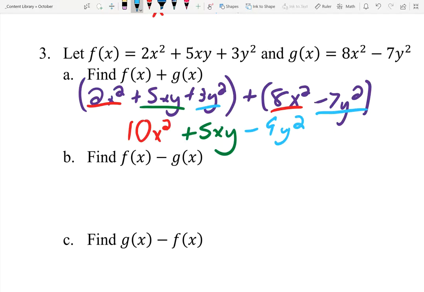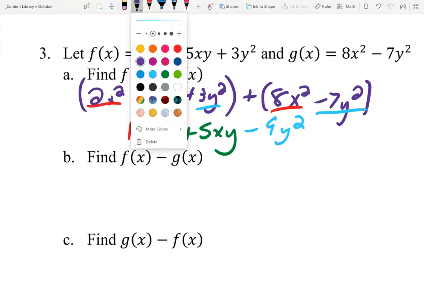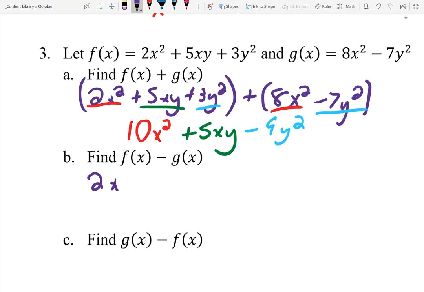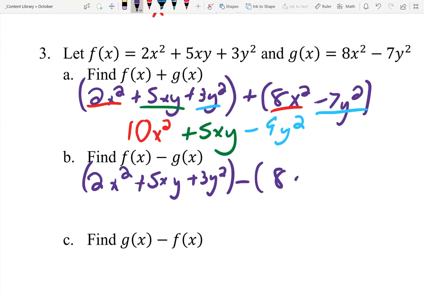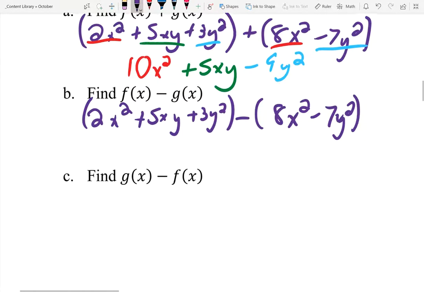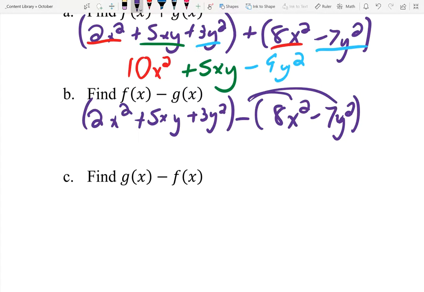All right, but now let's subtract, right? Let's do the same thing, but let's subtract. So we'll have 2x squared plus 5xy plus 3y squared. And we're going to subtract, so minus g of x, which is 8x squared minus 7y squared. So again, to avoid any mistakes, I'm going to distribute this minus sign first. So it's minus 8x squared and plus 7y squared. And then I'll be able to combine my like terms really without any issues.